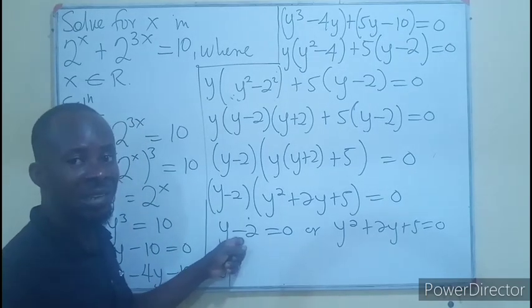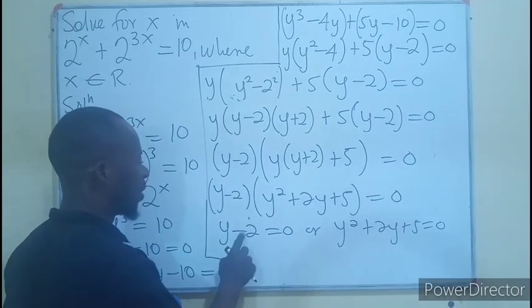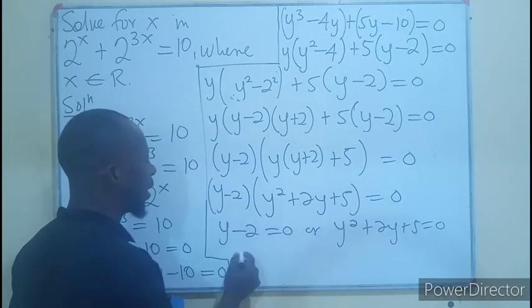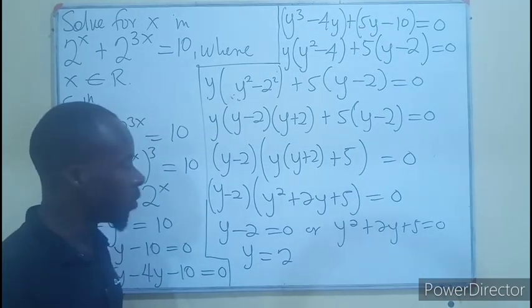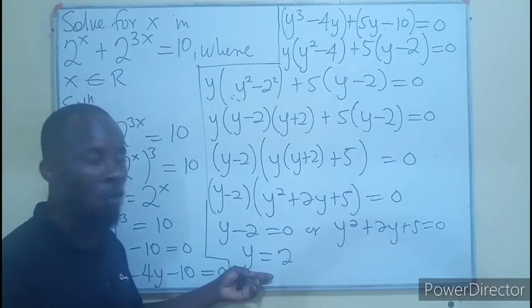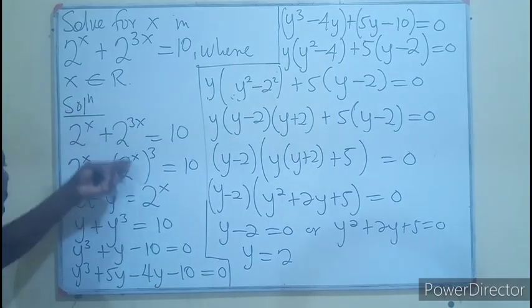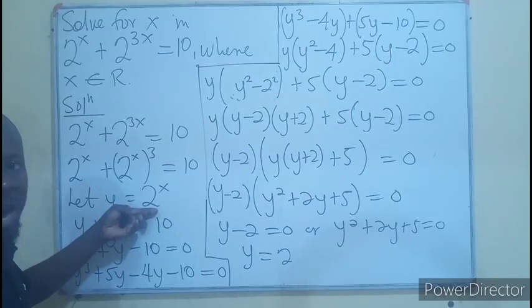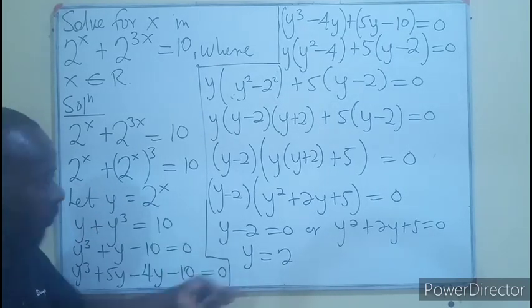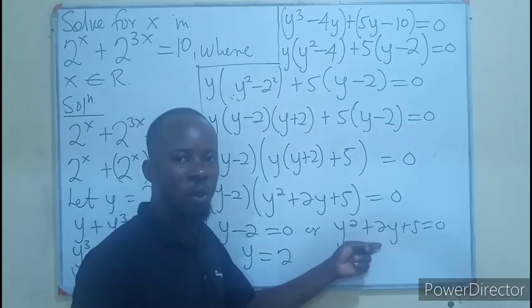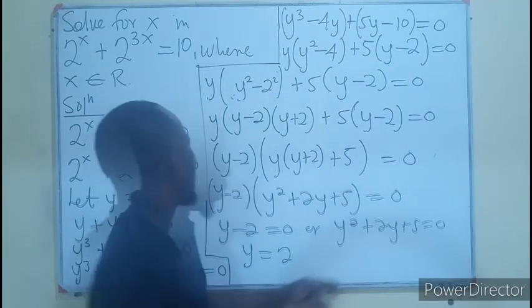I believe you can get an answer from here by adding 2 to both sides, making y equals to a positive 2. Don't forget, we are letting y to be equals to 2 exponent x, so we can know what the x will be in terms of this. But let's see what the y will be in the second aspect.